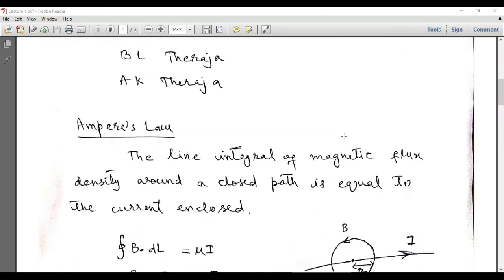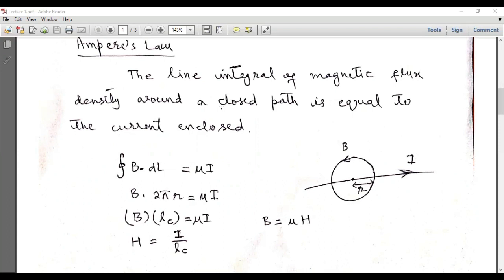So the discussion on magnetic circuits is based on Ampere's law. Ampere's law is defined as the line integral of magnetic flux density around a closed path is equal to the current enclosed. The definition of Ampere's law can be explained by using this current carrying conductor, which is a straight wire, and if we integrate around the closed path around this current carrying conductor using the closed integral of B dot dl, that will be equal to mu I, and here mu is the permeability of the medium, I is the current enclosed by this closed path.